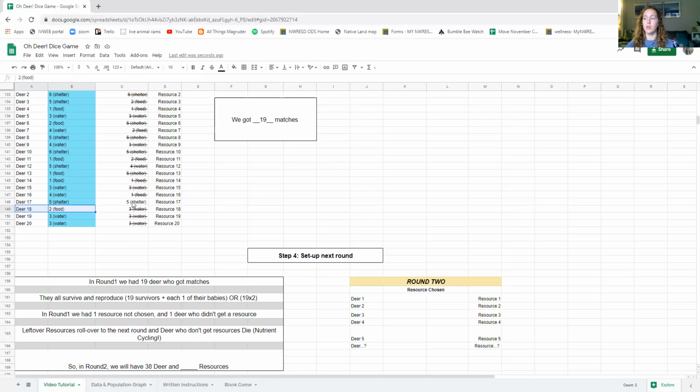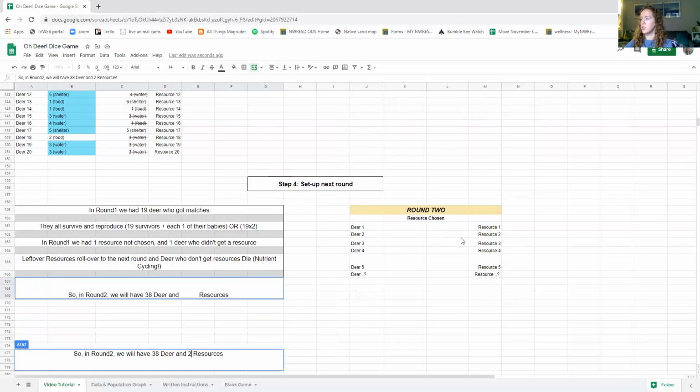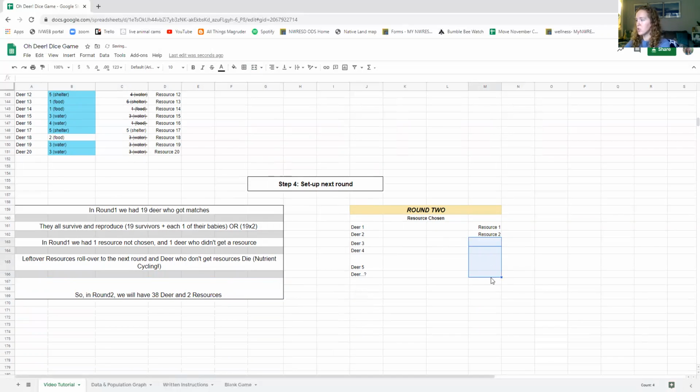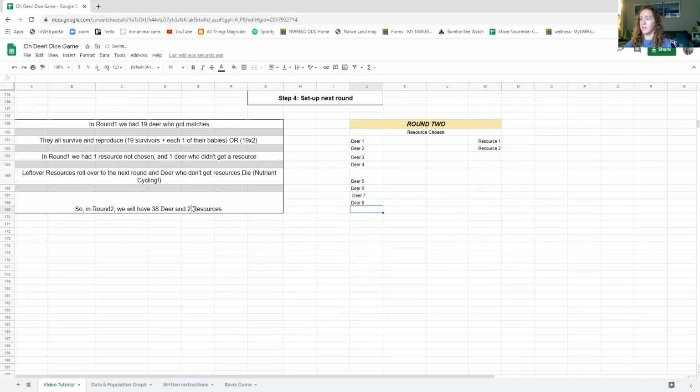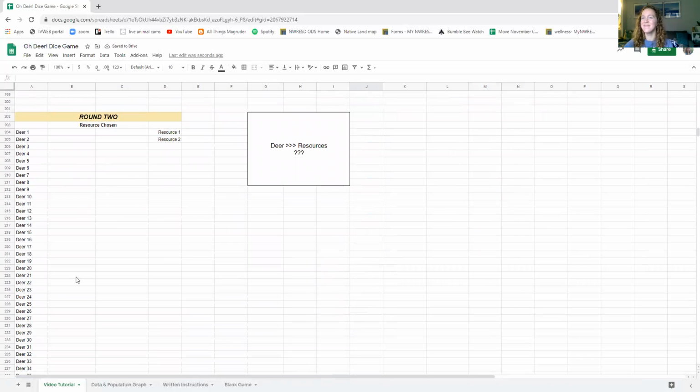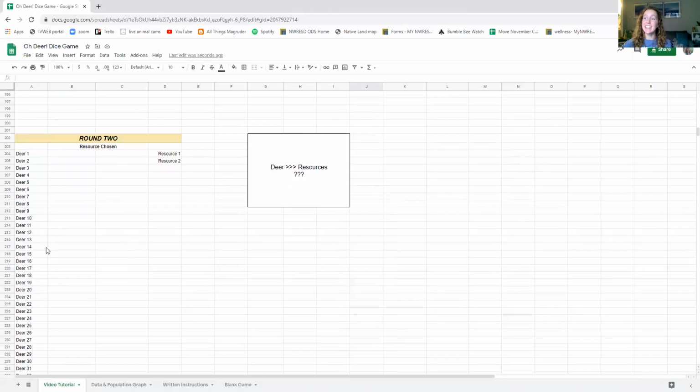So going into round 2, we have the leftover resource that hadn't gotten chosen, and we have the dead decomposing deer that's becoming a resource. So that means we have 2 resources going in to round 2. So round 2, we're only gonna have 2 resources, and we gotta get all the way up to 38 deer. Lucky for you, I already wrote it out. So here, round 2, we have 2 resources and we have 38 deer.